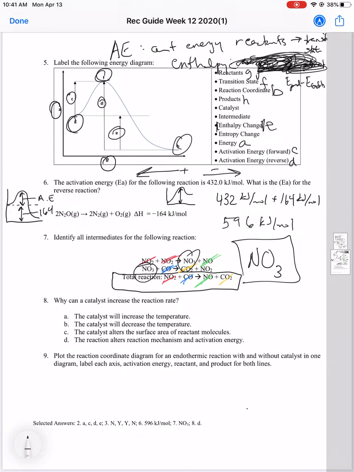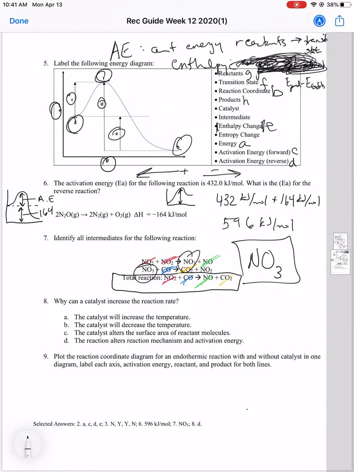Okay, why can a catalyst increase the reaction rate? A, the catalyst will increase the temperature. B, the catalyst will decrease the temperature. C, the catalyst alters the surface area of reactant molecules. Or D, the catalyst alters the reaction mechanism and activation energy.